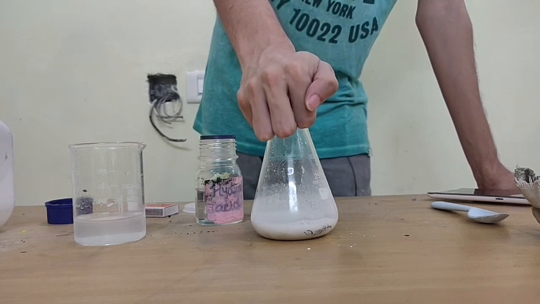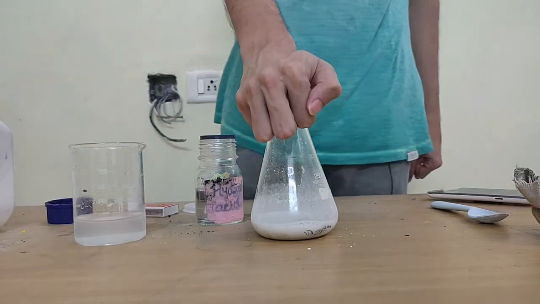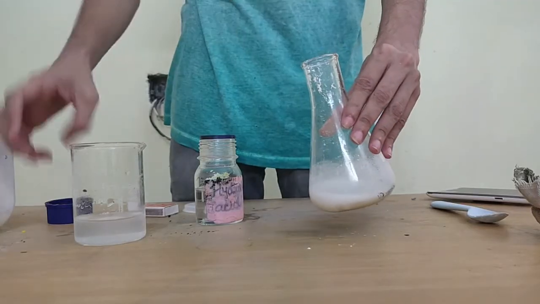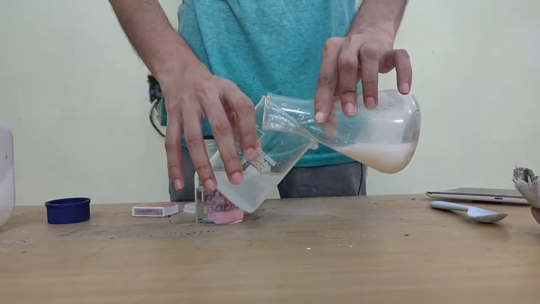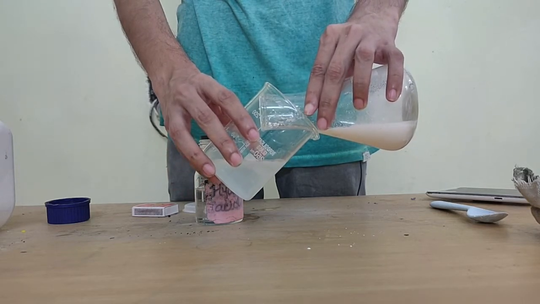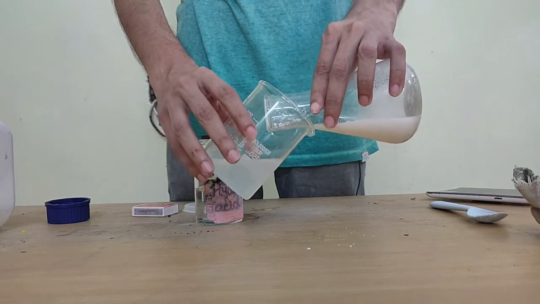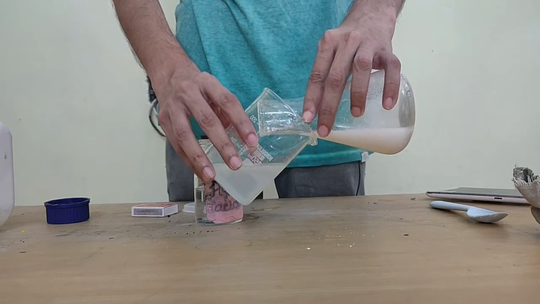Now to see which gas this is, I said there are two ways to figure out, right? One is a flame test and the other is a test with lime water. I'm not sure if there is enough gas to test with lime water, but let's try. I need to make sure that whatever gas is being produced is able to pass into the lime water. There are other ways to do it, but this is one way to do it.